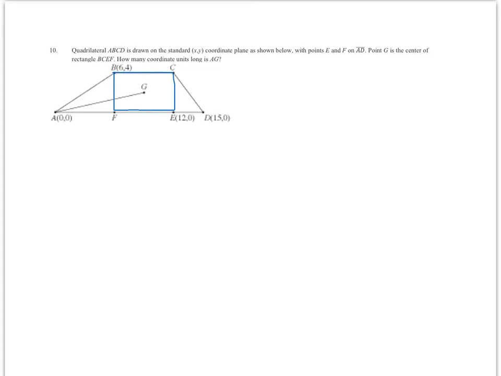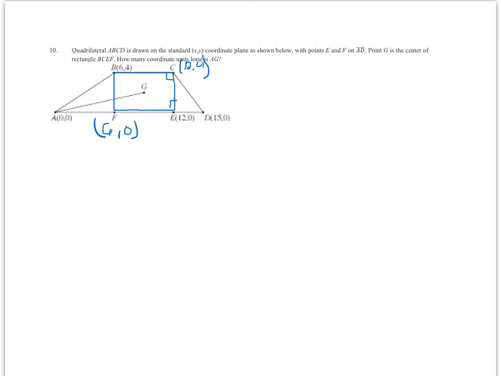So before I get to the question, if E is 12 to the right and C is on the same segment as that, and this is a rectangle, it means this is 90 degrees, which means the coordinates of C are 12, and then it's 4 high, 12, 4. The coordinates of F would make that 6, 0, because this up here is 6 to the right. So that's the coordinates of the rectangle. The question is, how many coordinate units long is AG? We're supposed to find this.